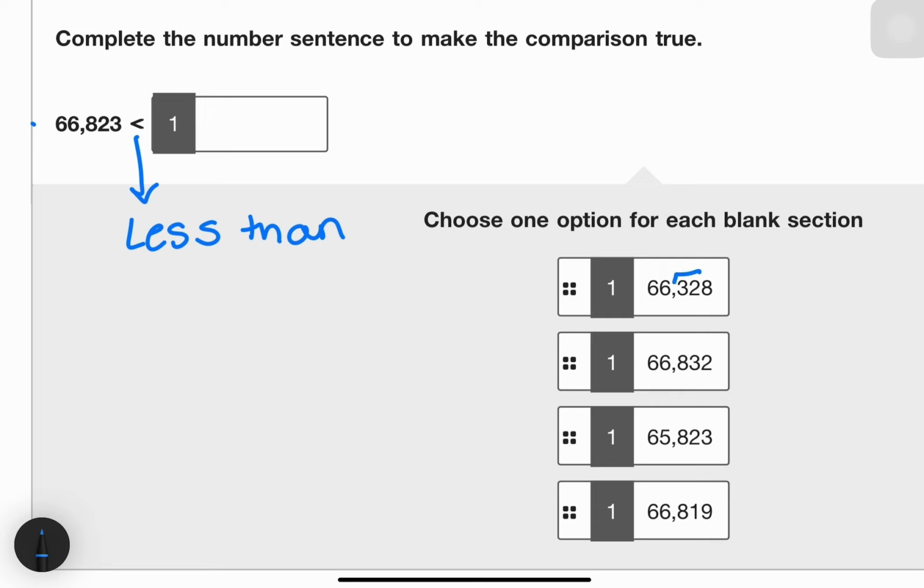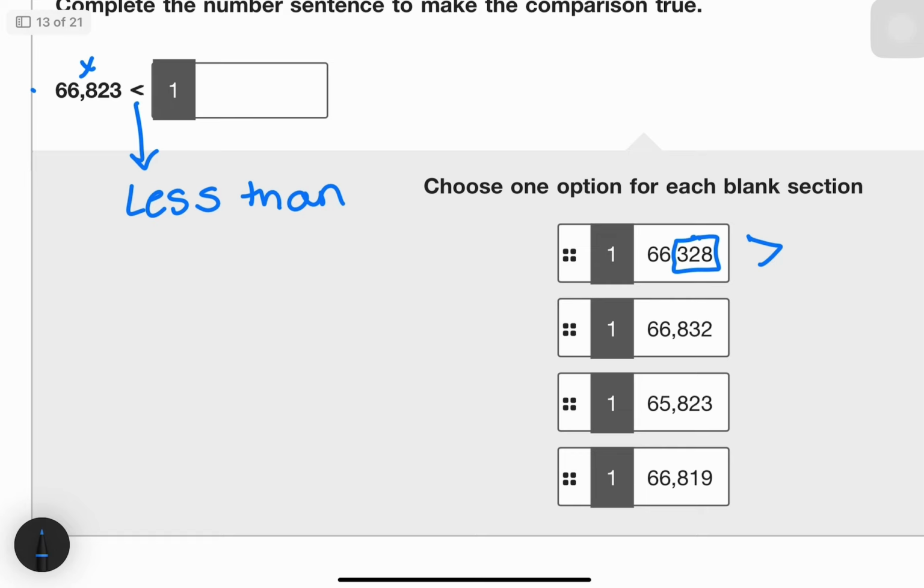All right, so 328 would make the number at the top look too big. Remember, it has to be less than, so that makes this one greater than the number we have written at the top. This number we have written at the top would be greater than the 328. All right, B says 66,832. So here we have 823. Over here we have 832. This one would be correct because the number at the top would make this number here bigger. So that would be less than.